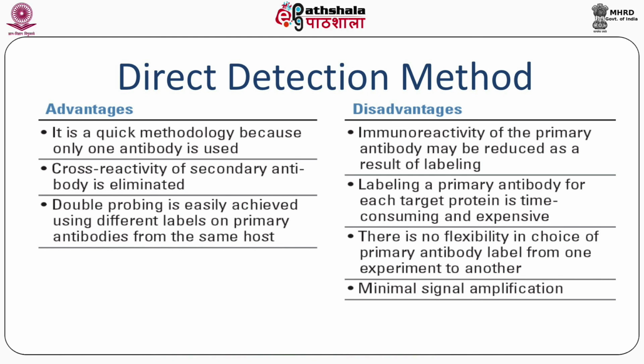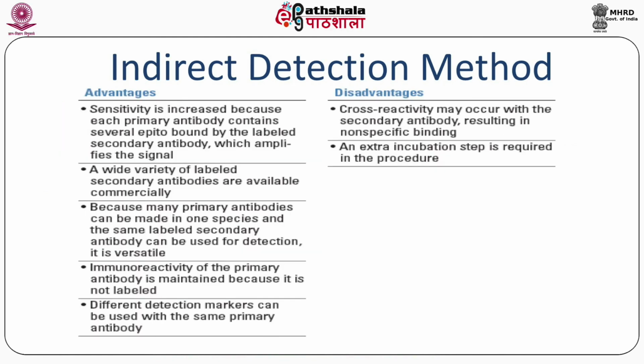As I was saying, an advantage is that it is a quick method, because only one antibody is needed. With this direct and indirect method, sometimes you do not want to have a secondary antibody system; you just have one primary antibody, conjugate that primary antibody with a particular detection label, say HRP, and then just detect it. That is known as the direct method.